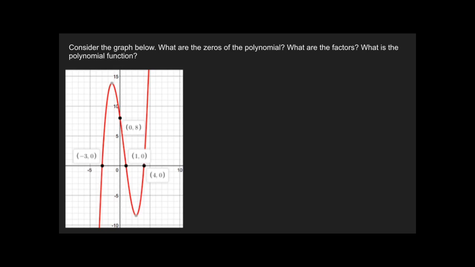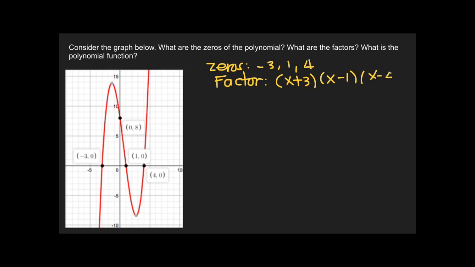So in this example, we have zeros of the polynomial: -3, 1, and 4. Okay, so the factors based on the zeros are the following. From -3, that will be x plus 3. From 1, that will be x minus 1. From 4, that will be x minus 4.